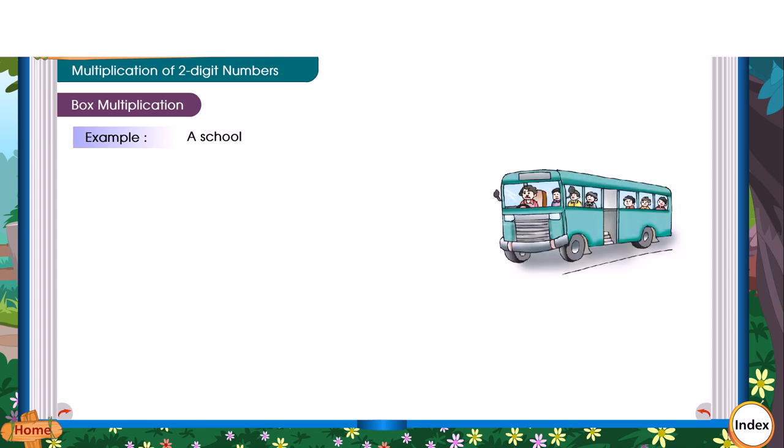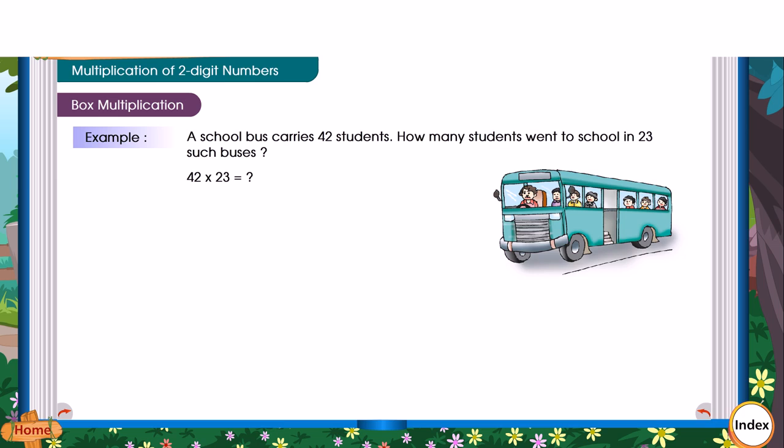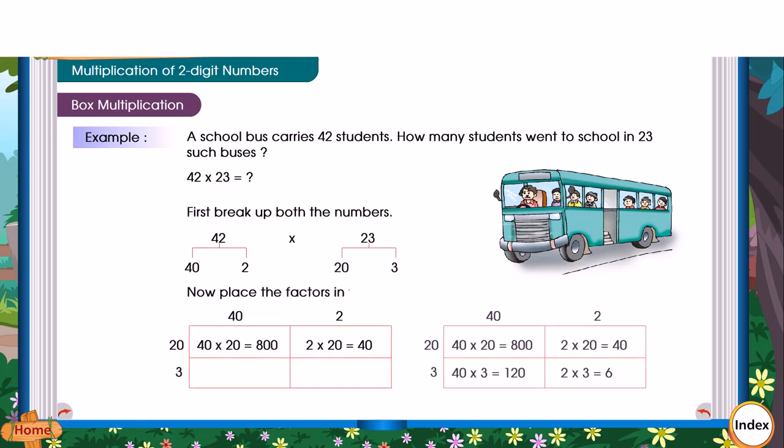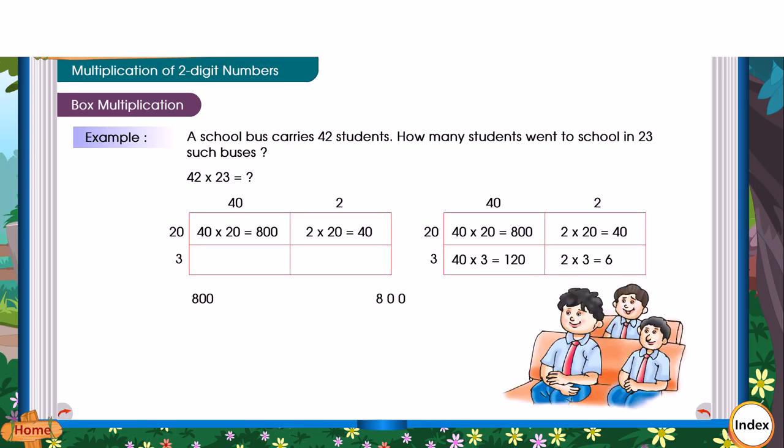Example: a school bus carries 42 students. How many students went to school in 23 such buses? 42 into 23 is equal to how much? First, break up both the numbers. 42 into 23. Now place the factors in the boxes. 800 plus 40 plus 120 plus 6, 966. Answer: 42 into 23 is equal to 966.